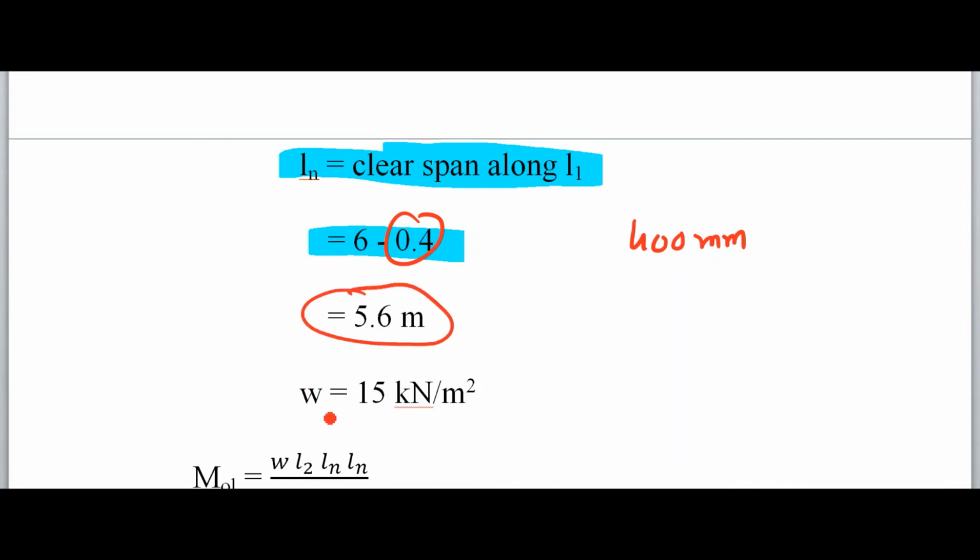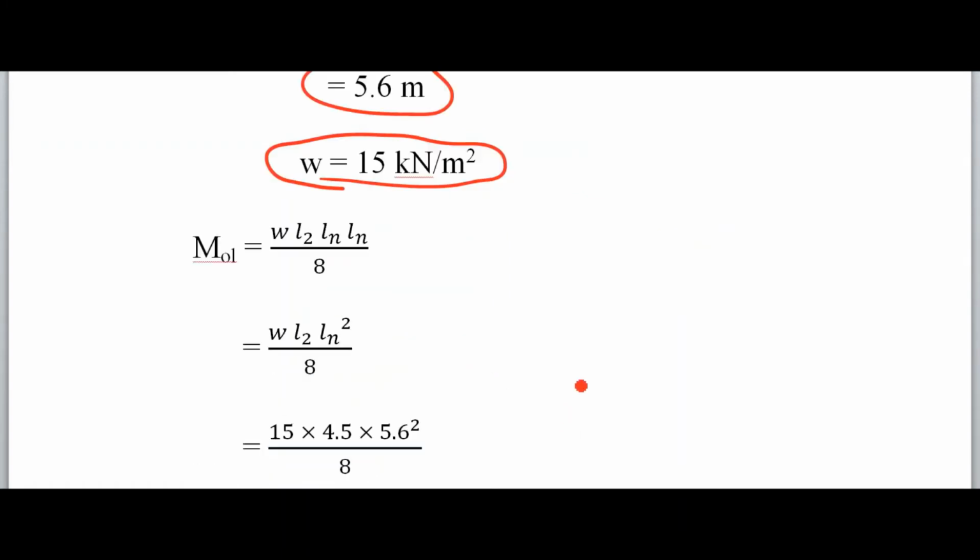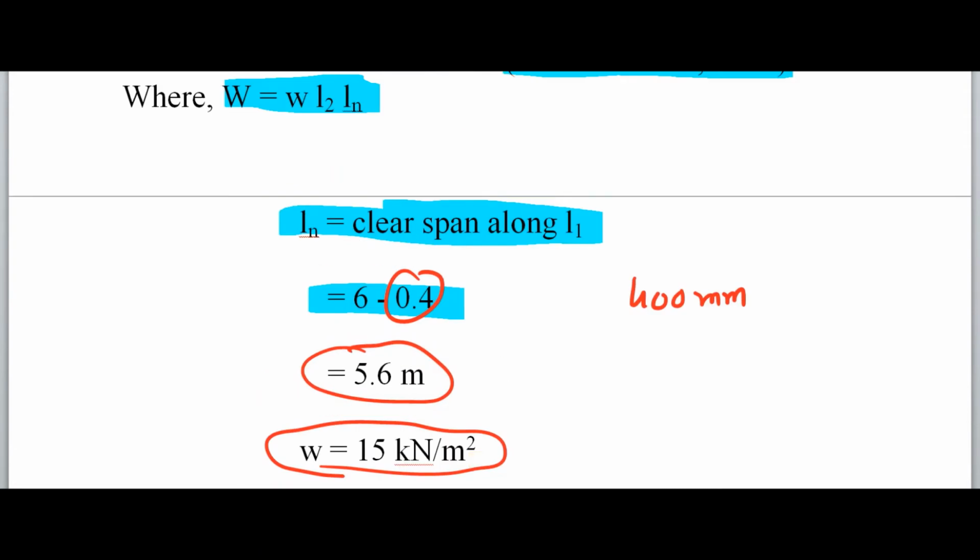So small w is 50 kilonewton per meter square. So our equation will be converted to w L2 Ln square divided by 8. So 50 into 4.6 into 5.6 whole square divided by 8. Okay, one condition here. Ln is a clear span, but L2 is not a clear span. It's a regular span. Okay.